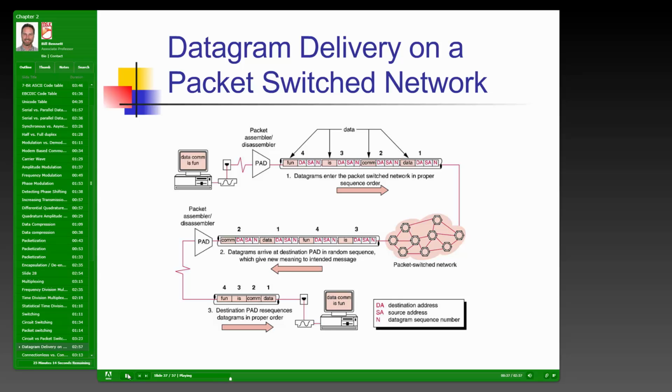So the SA, remember, is source address, and the DA is destination address, and the N is the actual sequence number, so that we know how to put the whole message back together in the right order. So we essentially have 4 different datagrams here. If you look at the top graphic, and the words on that pipeline, you see above it says data, and then there's a number 1, 2, 3, and 4 above each one of the datagrams. So each datagram is a word with a header on it.